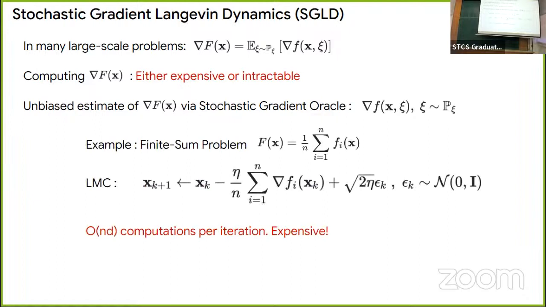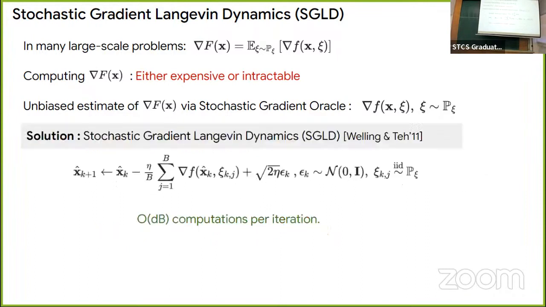For instance, if you have a finite sum problem, that is f of x equals 1 over n, summation i equals 1 to n f_i of x, like an empirical risk minimization problem, then it's very expensive to compute this. Even in the simple setting, you need O of nd computations per iteration, and it is almost never used in practice, because n could be of the order of 100,000 or 1 million.